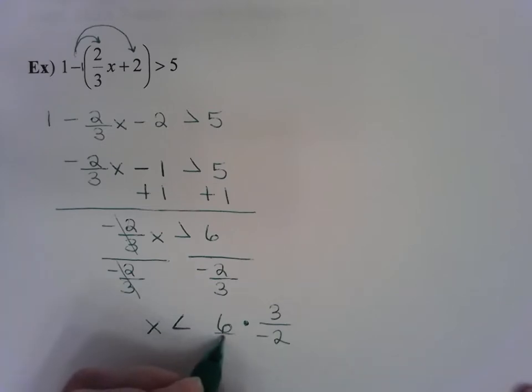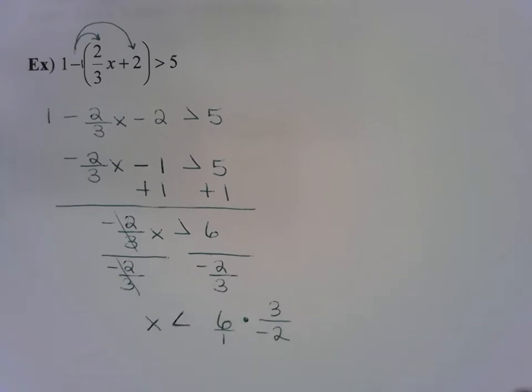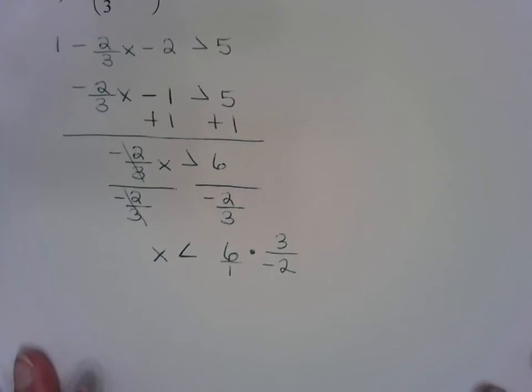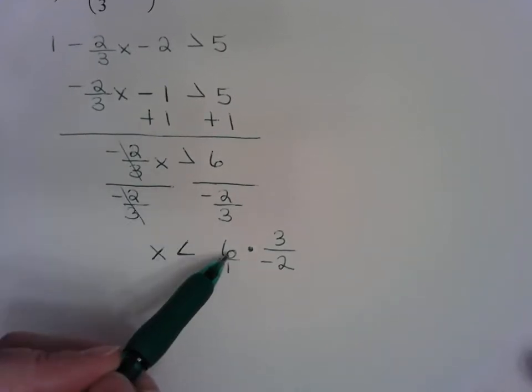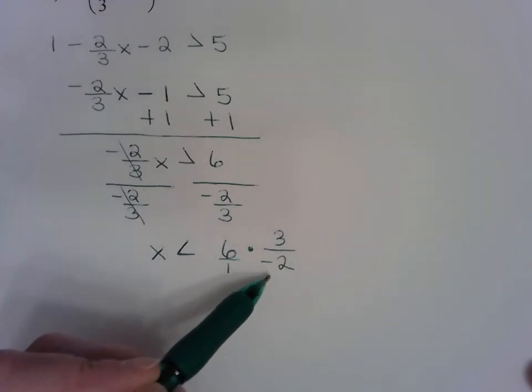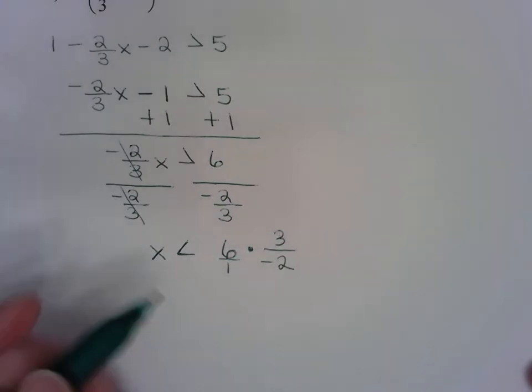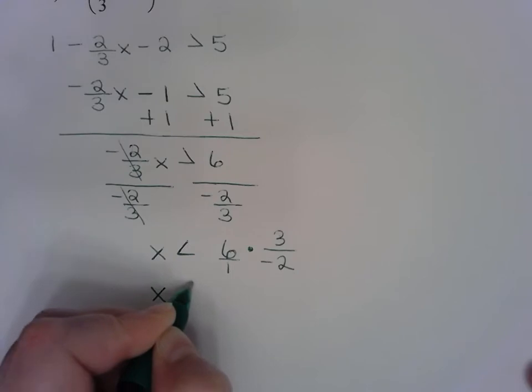Okay, and if you need to, you can think of this as 6/1. So you could reduce first or multiply and then reduce. 6 times 3 would be 18, and then we're going to divide that by -2. So we're going to end up with -9.